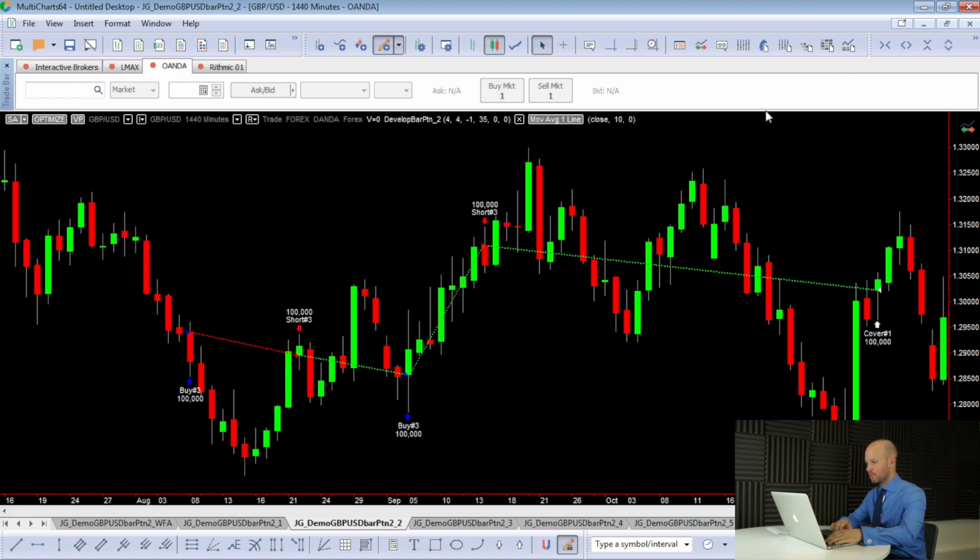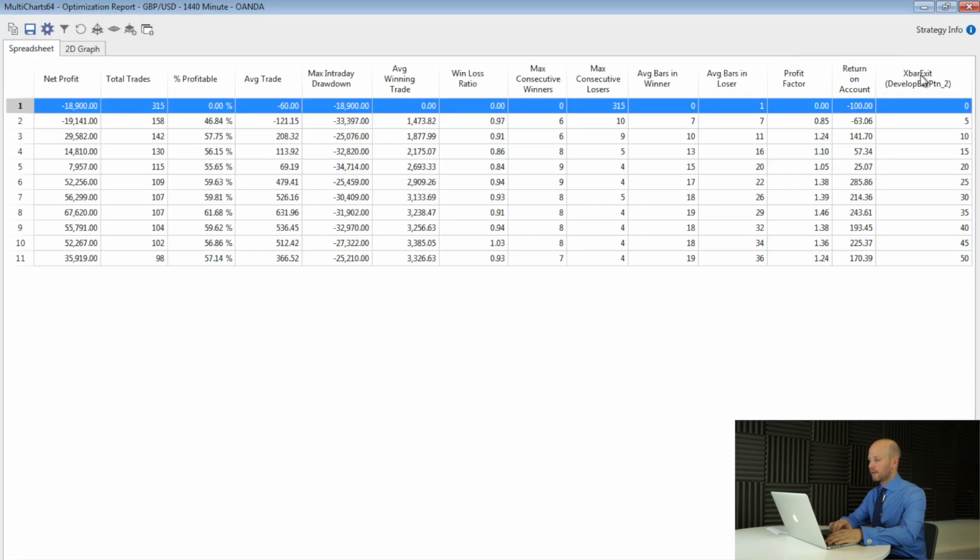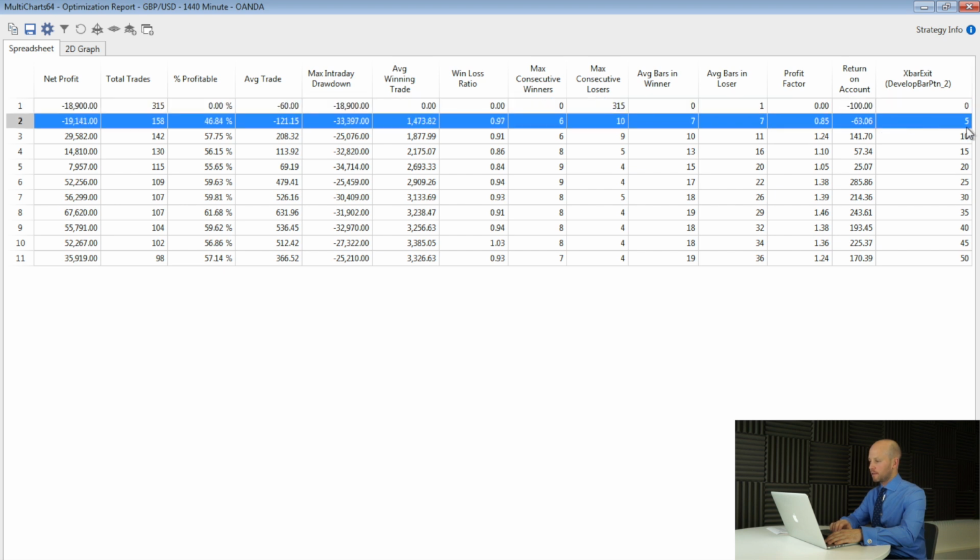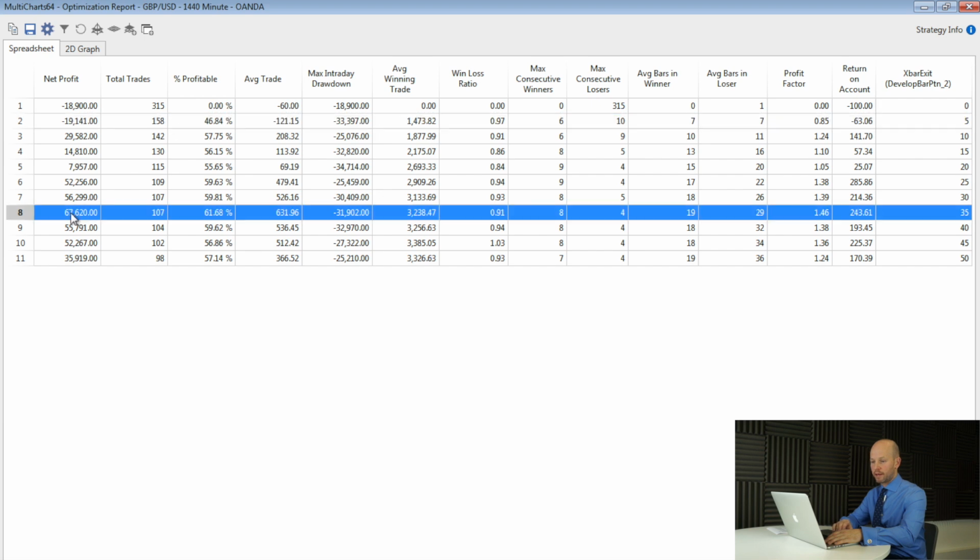So the first optimization that we're going to do is looking at what I've called the X bar exit, and it's simply saying we want to exit after 5 bars in the trade, or 5 days in the trade. Looking down the results, I've gone from 0 to 50 in increments of 5 days. And we can quite clearly see that the highest net profit, and quite stable because we've got decent results either side of it, is using a 35 bar exit.